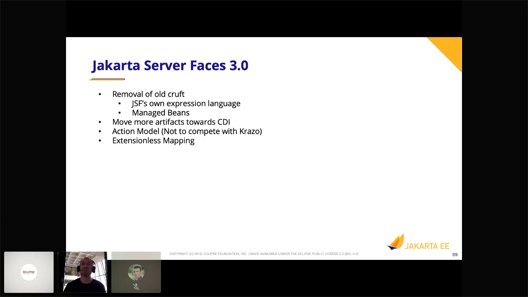We're seeing that this is kind of a big movement throughout all of Jakarta EE, getting things to work with the CDI in a more uniform manner. Action model is going to be possibly included in JSF 3.0 just to provide a different way of doing things, not to duplicate what's currently available with Eclipse Krazo. And extensionless mapping is a possible other new feature that is being discussed.